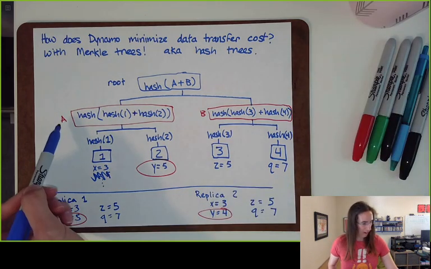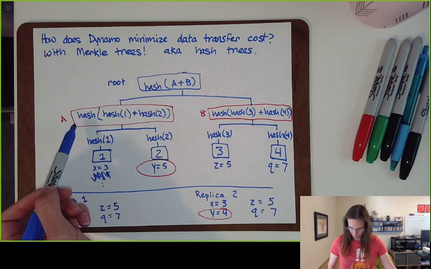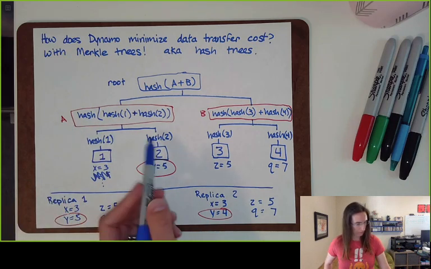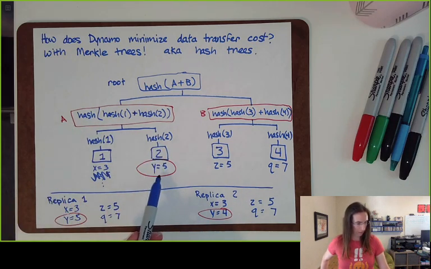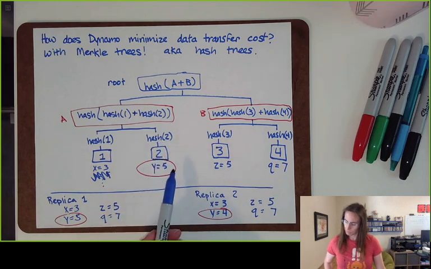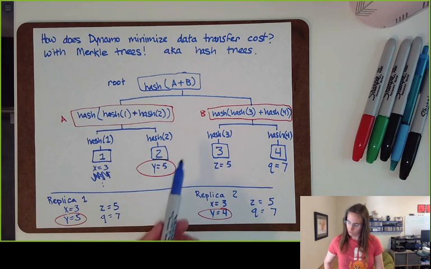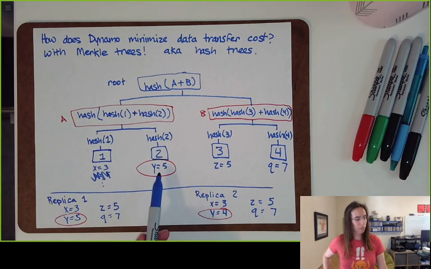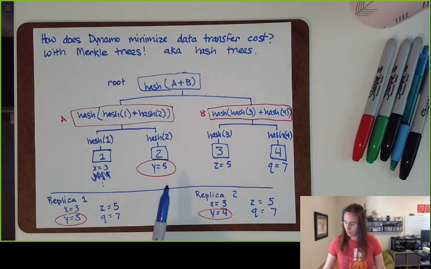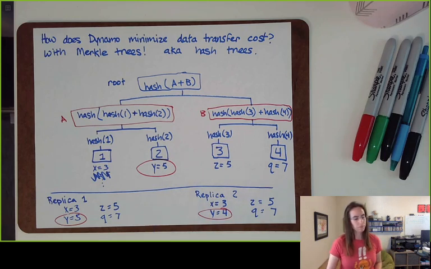So child A will differ because of this value being different. And so it's going to have a different hash. So we can then zero in on A and look at its children, right? And then figure out that it's this item number two that differs. And we figured it out by only comparing this relatively small number of hash values. And we only had to send those over the network instead of sending lots and lots of data.